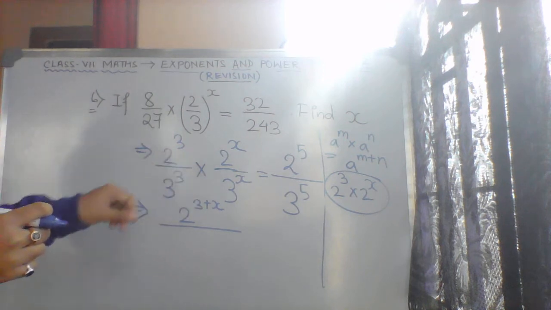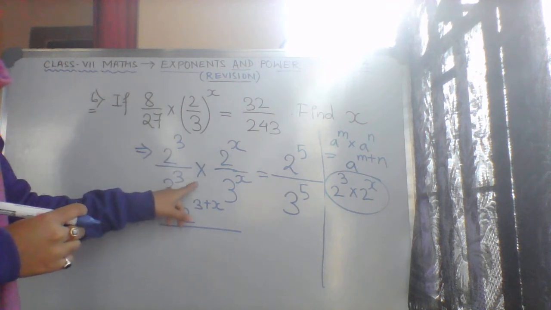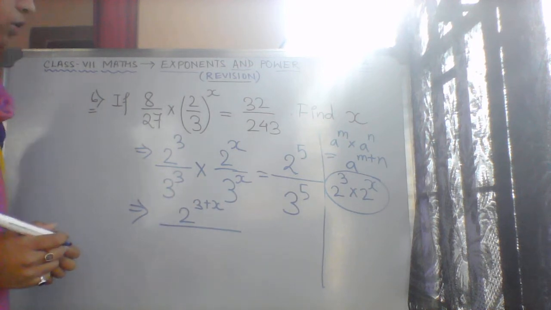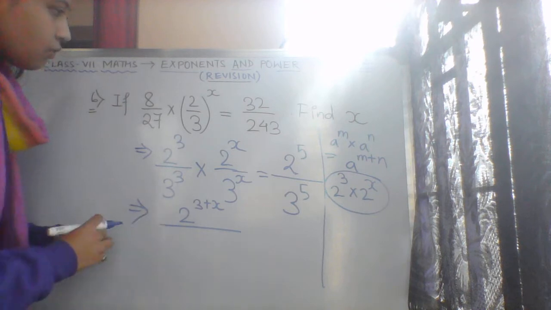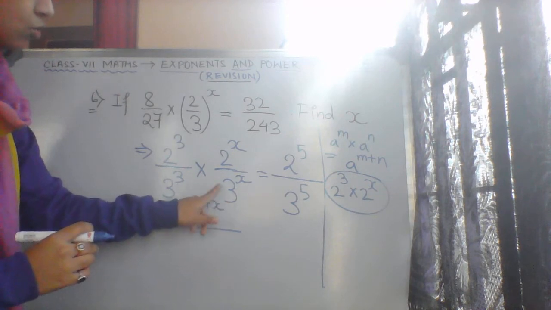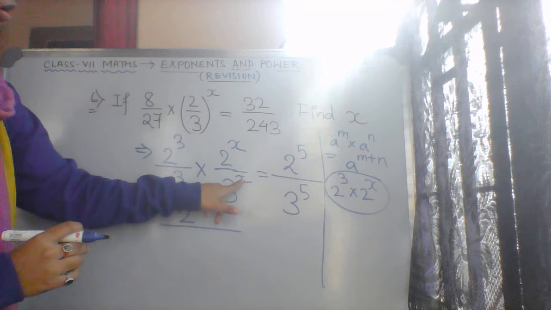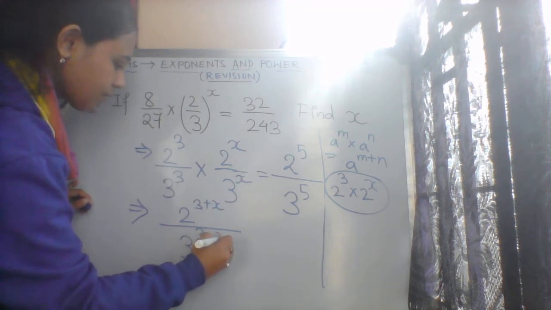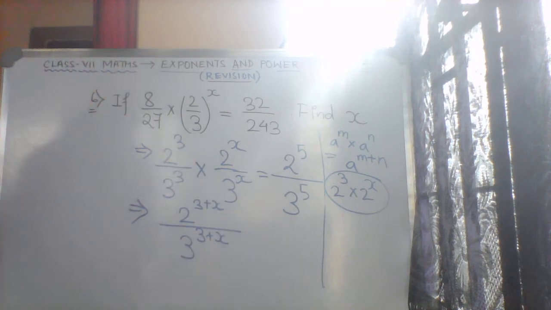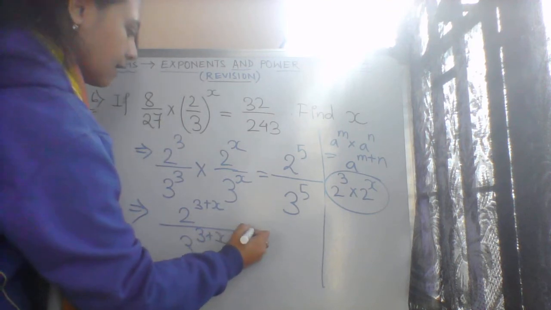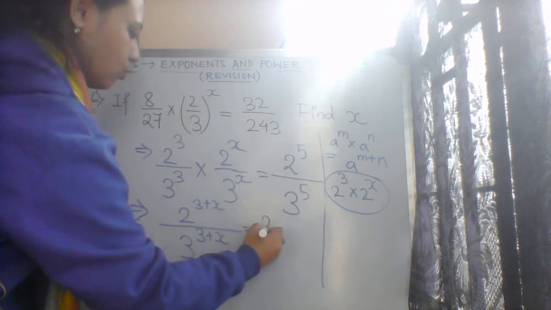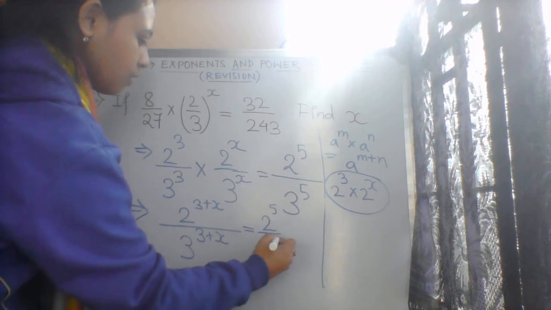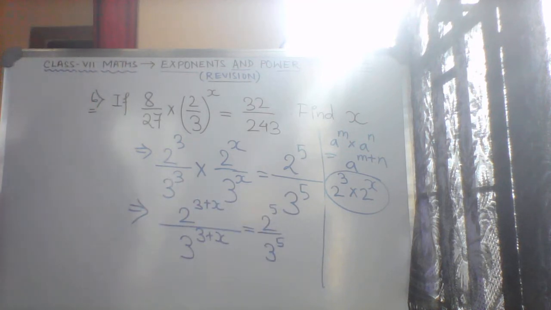Similarly, in the denominator what are we having? 3 cube into 3 to the power x. That is also in the form of a to the power m into a to the power n. So I can write 3 to the power 3 plus x, and it is equal to this part, 2 to the power 5 divided by 3 to the power 5. Up to that it is clear?